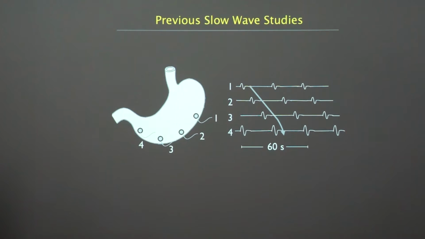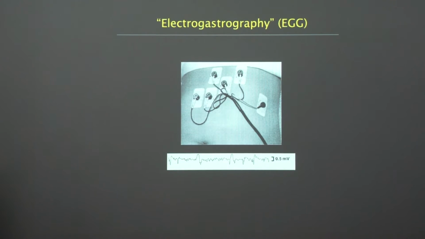So these low resolution techniques, while they form the foundation of our field and gave us very important information about slow wave characteristics like the frequency of events at individual sites, precluded any sort of spatial analysis of slow wave propagation patterns.